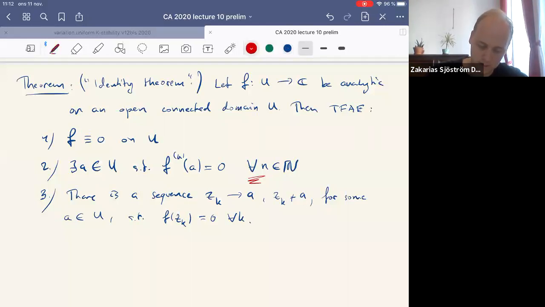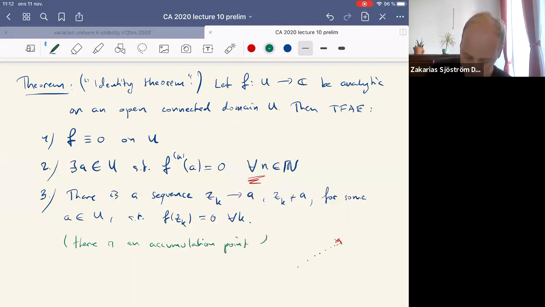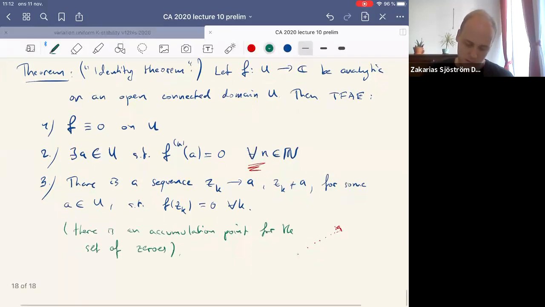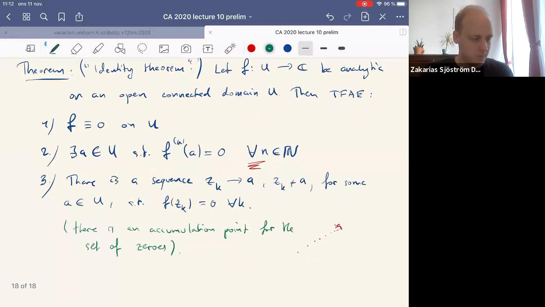So what this means is that there is some accumulation point, right? So you have A here, and then you have the zk, if you can see this, that will tend towards A. And these are all zeros of the function, so this means that there is a so-called accumulation point for the set of zeros. Okay, so we have this result.